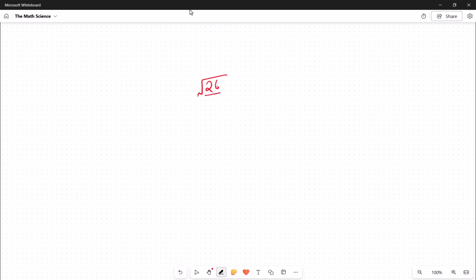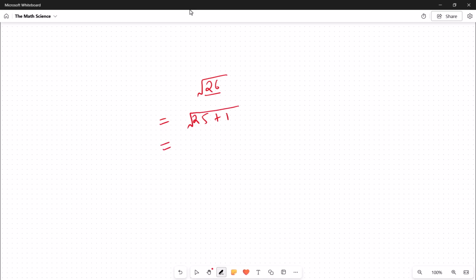So here's the trick. What we are going to do is we're just going to rewrite it as the closest square. So what is the closest square that is just less than 26? So the closest square just below 26 is 25. So we can write it as 25 and then it'll just be plus 1. And here's the trick. This is how you solve it.